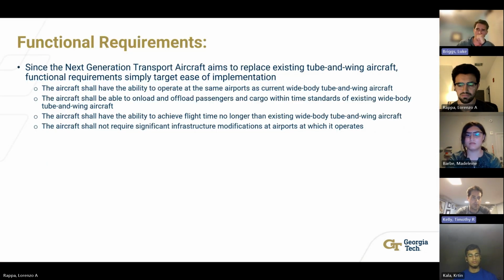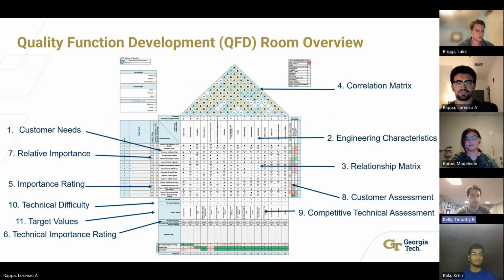Yeah, thanks, Luke. As Luke said on the previous slide, the functional requirements are essentially the same as a current existing wide-body tube and wing aircraft. So this next generation transport aircraft needs to replace this aircraft as easily as possible. Things like it needs to be able to operate at the same airports as current aircraft, should be able to unload and offload passengers and cargo within a reasonable amount of time, achieve flight times no longer than existing aircraft, and shouldn't require any significant infrastructure modifications at airports where it operates.